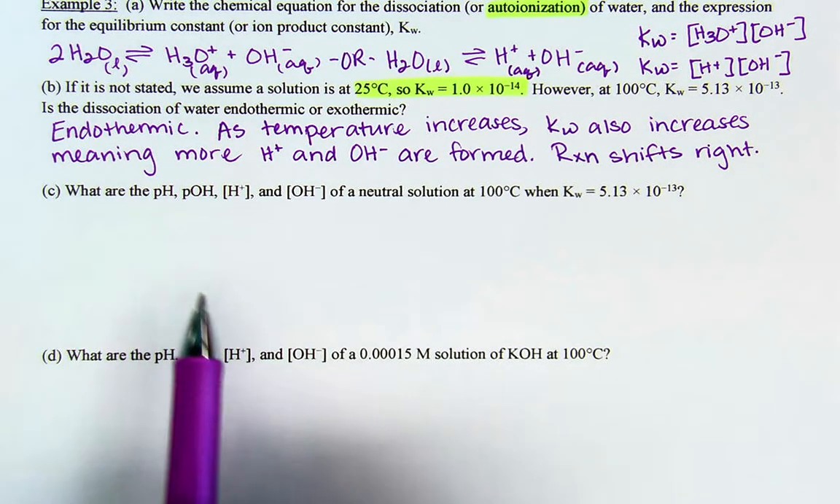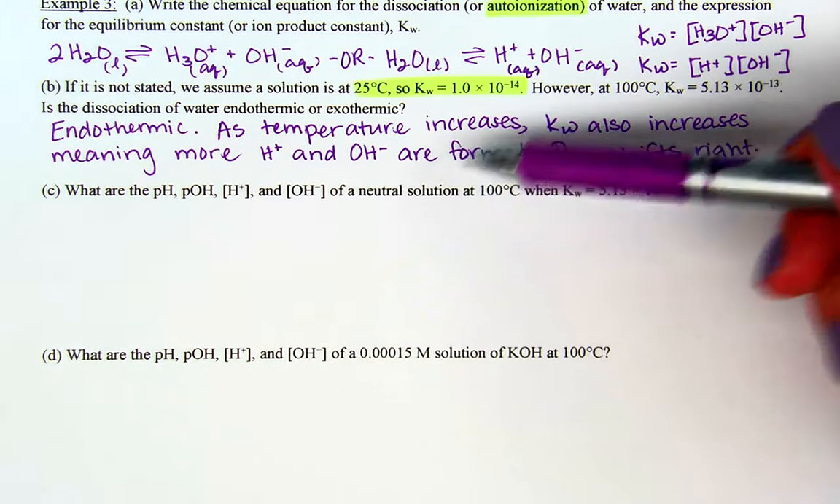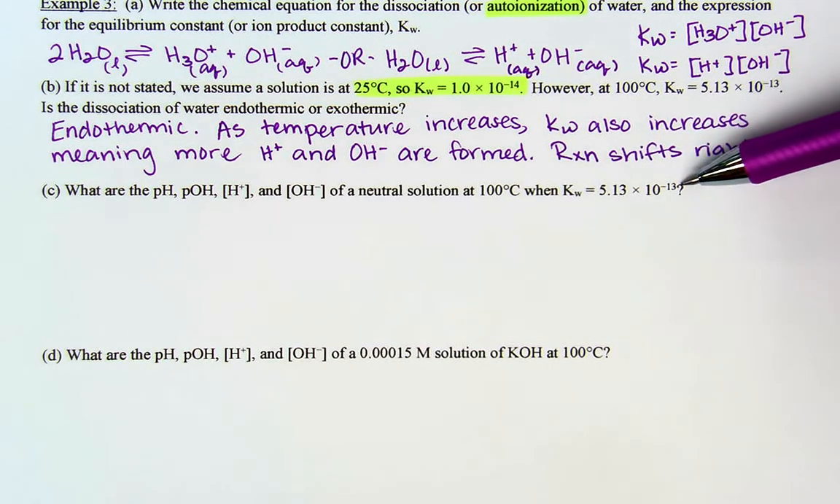Okay, what are the pH, pOH, H plus concentration, and hydroxide concentration of a neutral solution, so that's pure water, at 100 degrees Celsius when Kw equals 5.13 times 10 to the negative 13. So remember, you have your different Kw here because you have a higher temperature. All right, so let's get to work.